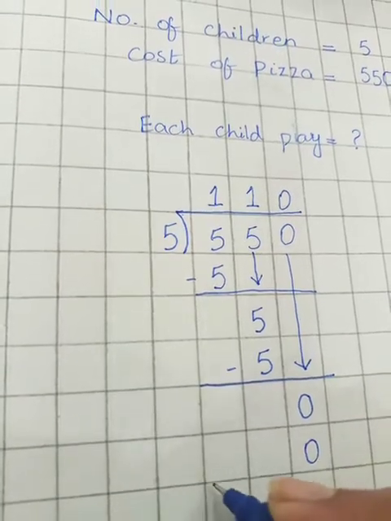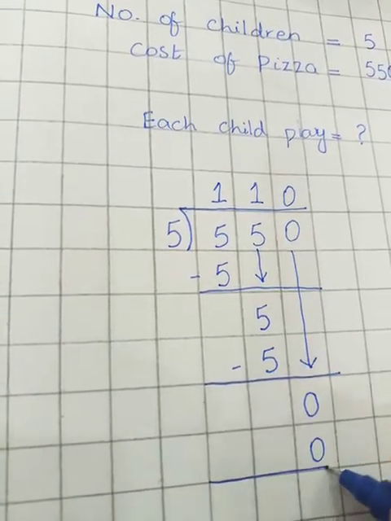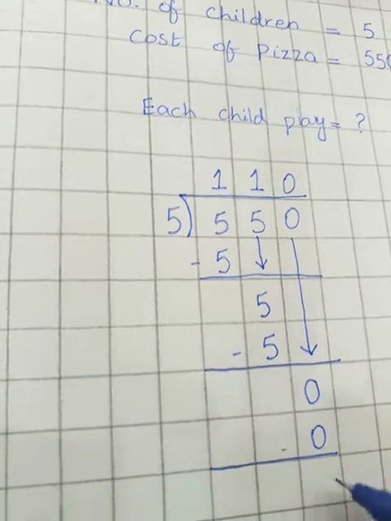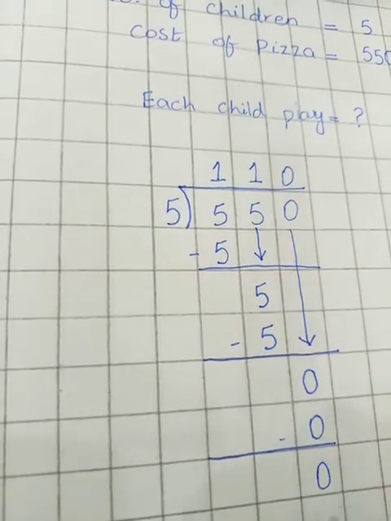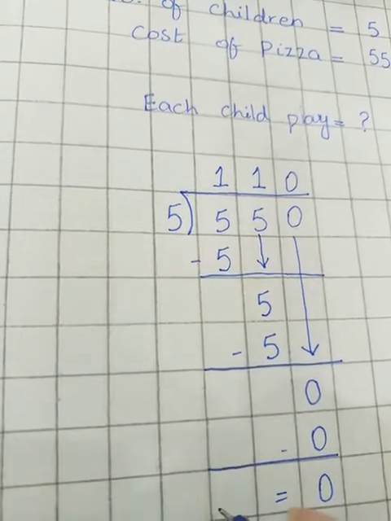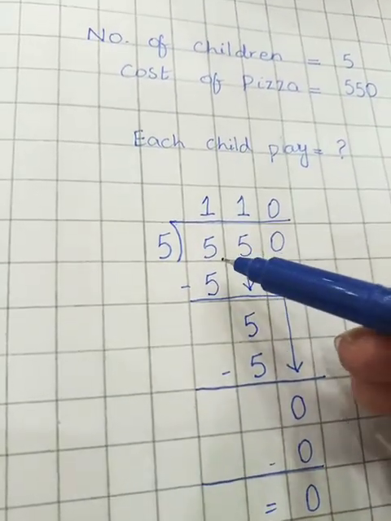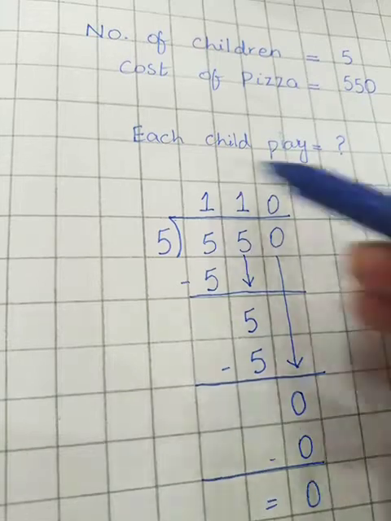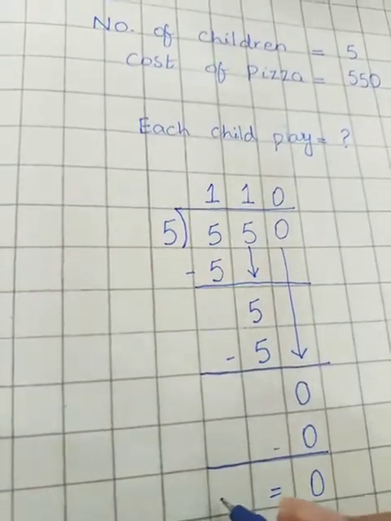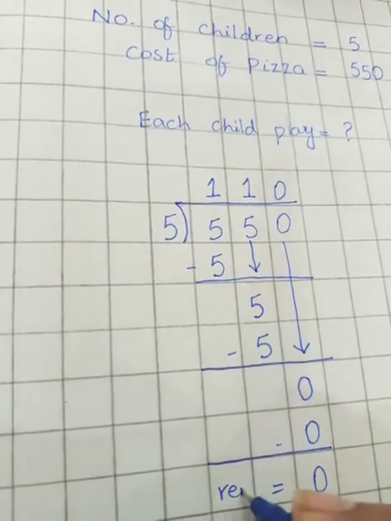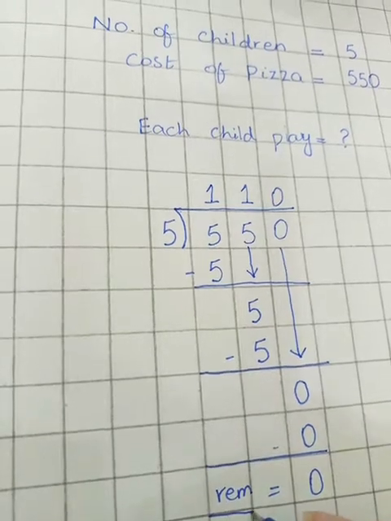Now this is being divided by our divisor. So 0 minus 0 is 0. Now this 0 is our remainder, and we have divided the number of rupees, that is 550, among our 5 children. Okay students, here our remainder is 0.